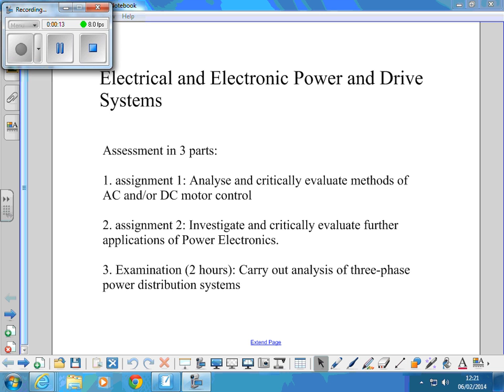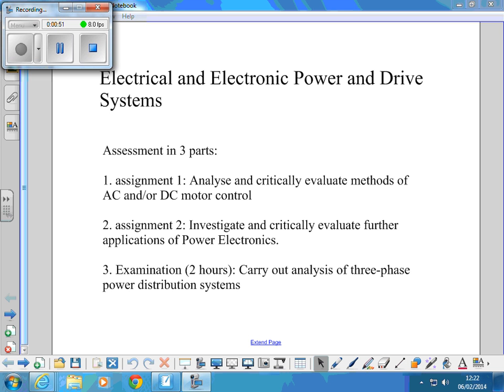First, number 1, you've got an assignment where you're going to analyse and critically evaluate methods of AC and DC motor control. I haven't given the assignment a good look over from the last couple of years yet, but I'm unlikely to change it a great deal. A likely thing is to be given an application to have a look at, to analyse that application and what its needs are, motor and drive wise, and suggest and justify a solution. Alright, so that'll be what that is.